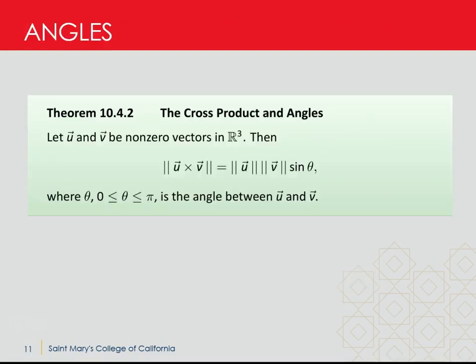Okay, so just like with the dot product, the cross product gives us a way of finding the angle between 2 vectors. It's a little different this time. So now we take the magnitude, right? U cross v is a vector, so we take the magnitude of u cross v. That's equal to the magnitude of u times the magnitude of v times the sine of the angle. And that's the angle between u and v, and again, we take the angle to be between 0 and pi.